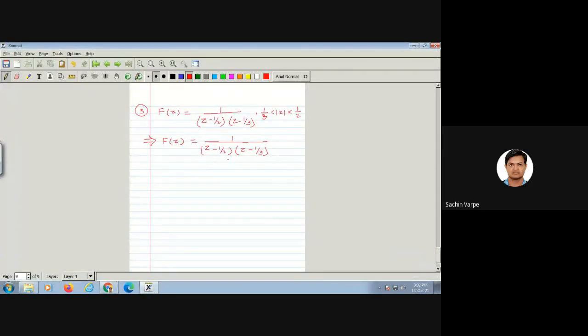I hope everyone knows the partial fraction. So with the help of partial fraction, we can separate these two factors. And by separating, I'll get, because I know how to use the partial fraction, a upon z minus half plus b upon z minus 1/3. So I can find the values of a and b, and the factors will get separated out. So a is, I guess, 6 upon z minus 1/2, and b is minus 6, so minus 6 upon z minus 1/3.